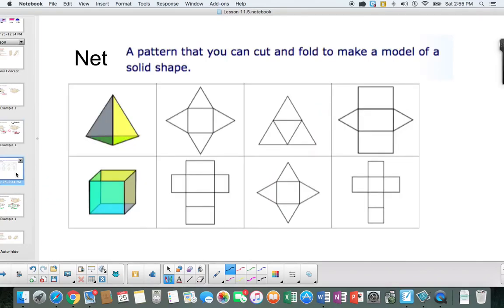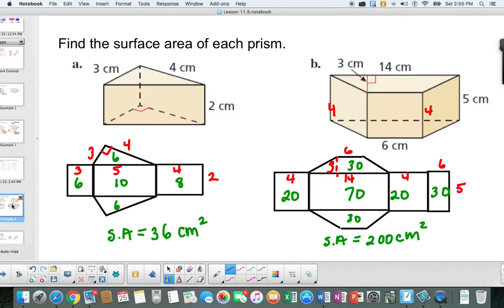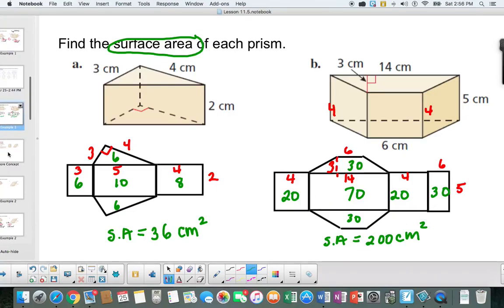All right, a net is a pattern that you can cut and fold to make a model of a solid shape. The reason I want to talk about nets is before we leave to the next problems, let's look at these problems that we had before, and I've changed the directions. The directions are now find the surface area. Now to find the surface area, what we want to do is flatten the solid into the net. And then we want to find the area of each side, a triangle, and 3 rectangles, and then we get our surface area. In this case, I have 2 trapezoids and 4 rectangles that I have to add up. So that's how we find surface area.